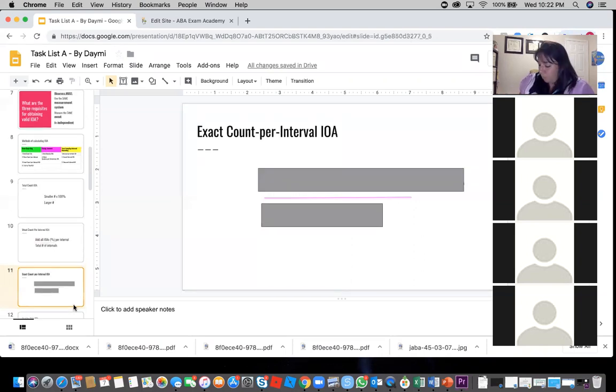All right, now we're going to move to exact count per interval IOA. Does anybody want to go for this one?